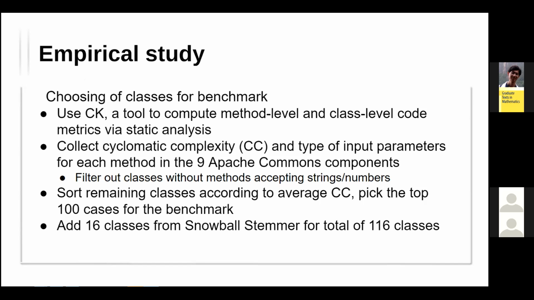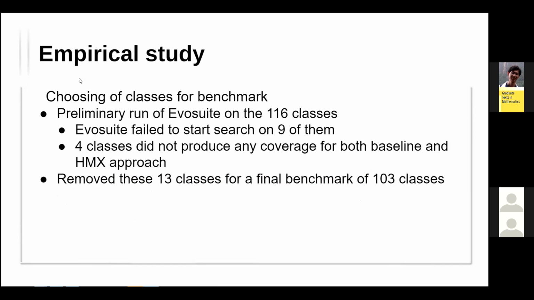Then they add 16 classes from the Snowball Stemmer library for a total of 116 classes for the benchmark. However, not all of them can be used. The authors did a preliminary run of EvoSuite and it failed to work on some of them. So they removed those that didn't work, and we have a final benchmark of 103 classes that they used in the empirical study.